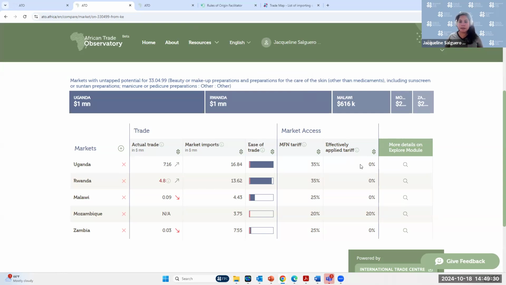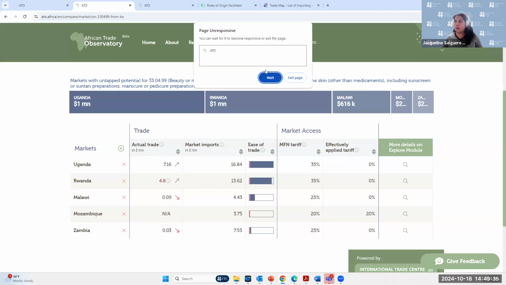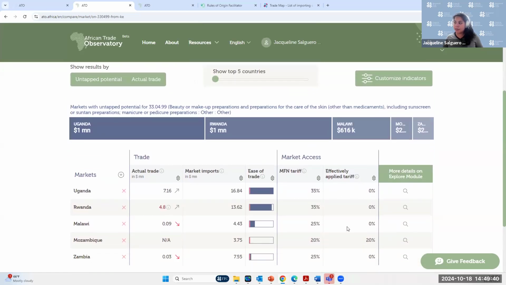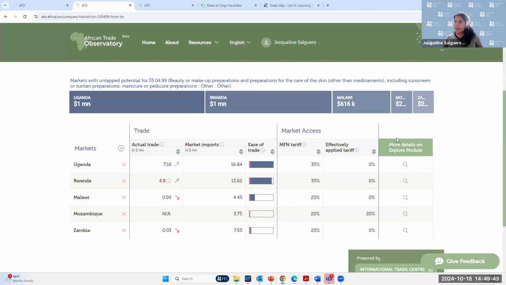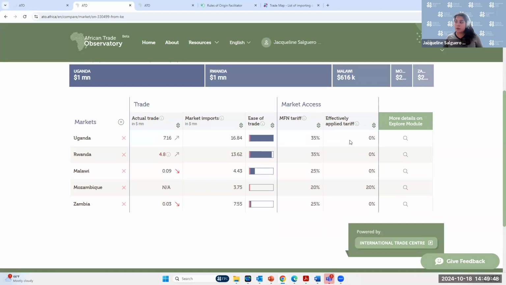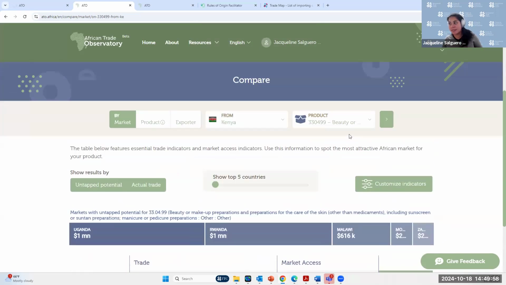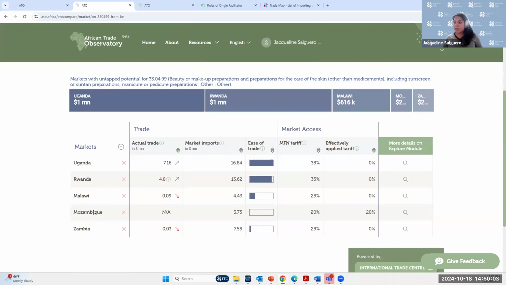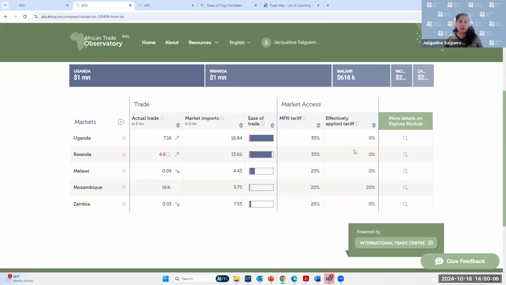So one will be the standard, which is the MFN tariff, and the effectively applied tariff will be the preferential tariff, if you want to put it in a different way. You will see here that in all cases except for Mozambique, a Kenyan producer of body lotion will have a preferential tariff in all markets, in these 5 markets except for Mozambique. So probably Kenya has an agreement. Of course, we know that's the case, but without just looking at the data, we will know that Kenya has an agreement with Uganda, with Rwanda, with Malawi, and with Zambia, and that's why the preferential tariff is 0.